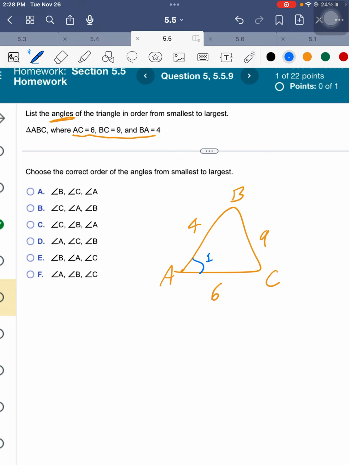So that means what would be my biggest angle? A would be my biggest angle. Why? Because it's opposite to the longest side length, this 9 right here. What's my second biggest angle? B. What's my third biggest angle, or my smallest? C. So from smallest to largest, I'm going to start at the smallest, which is C, then B, then A. So where's CBA? Right here.